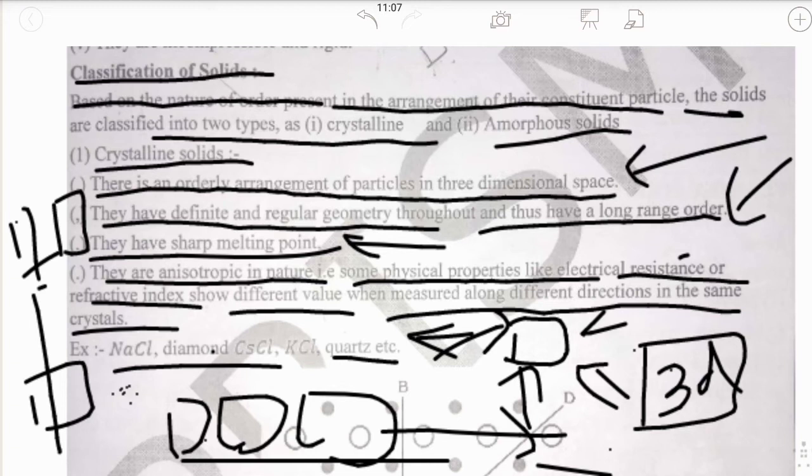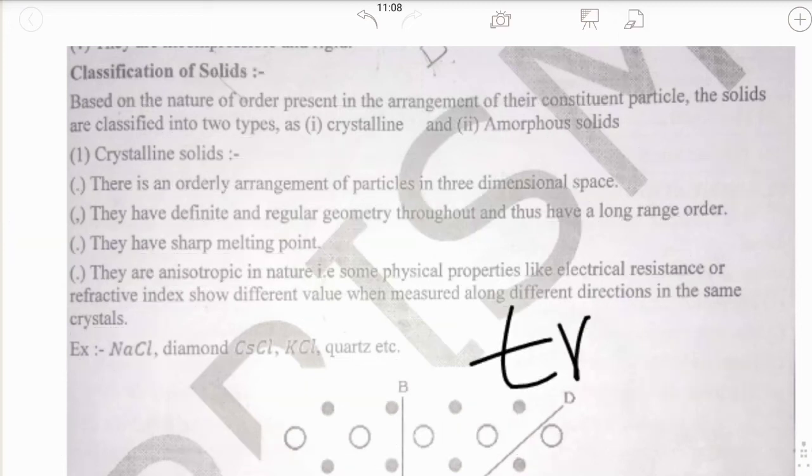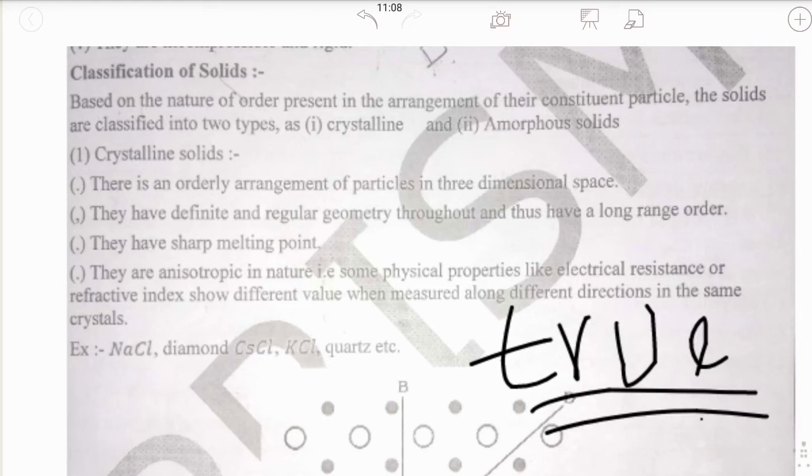They have a definite heat of fusion. These crystalline solids are called true solids.